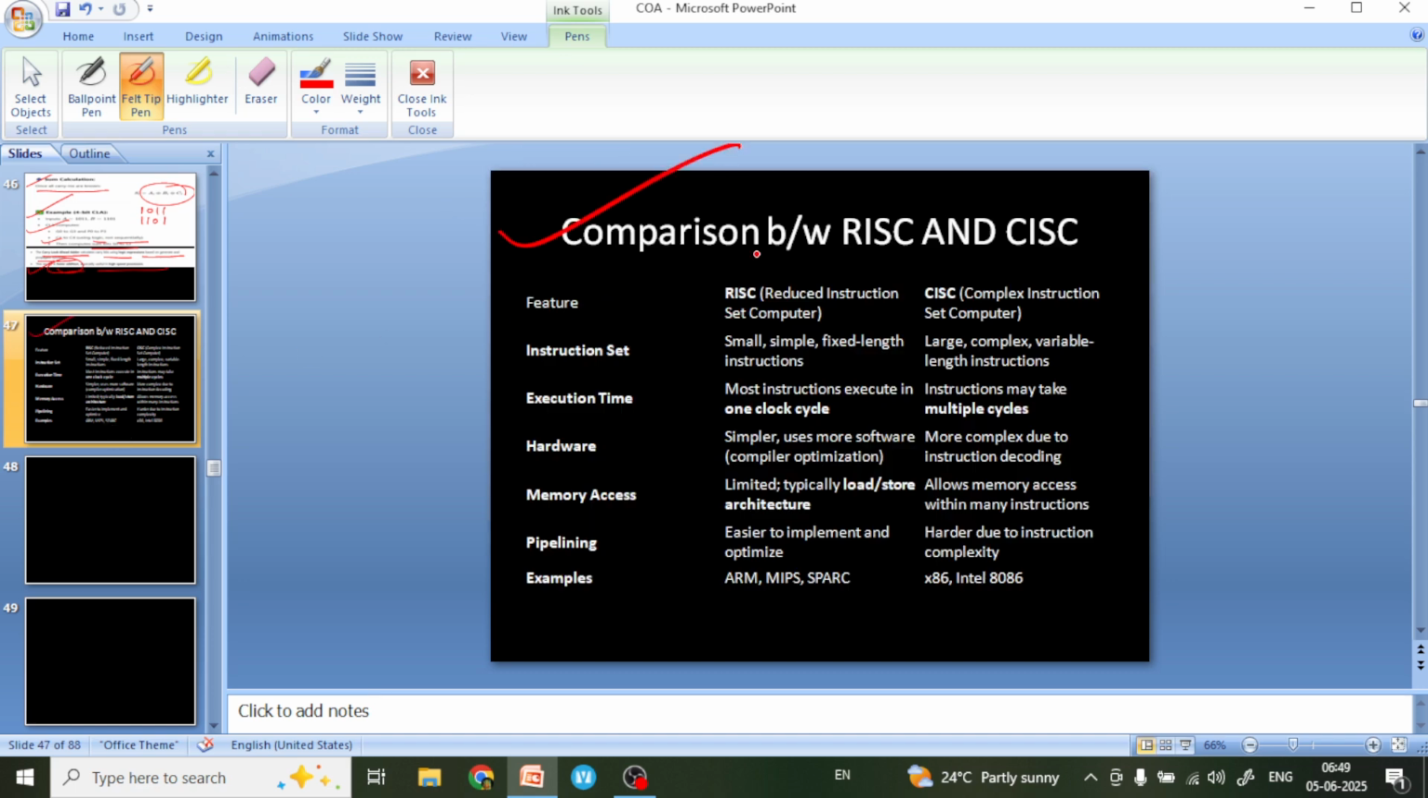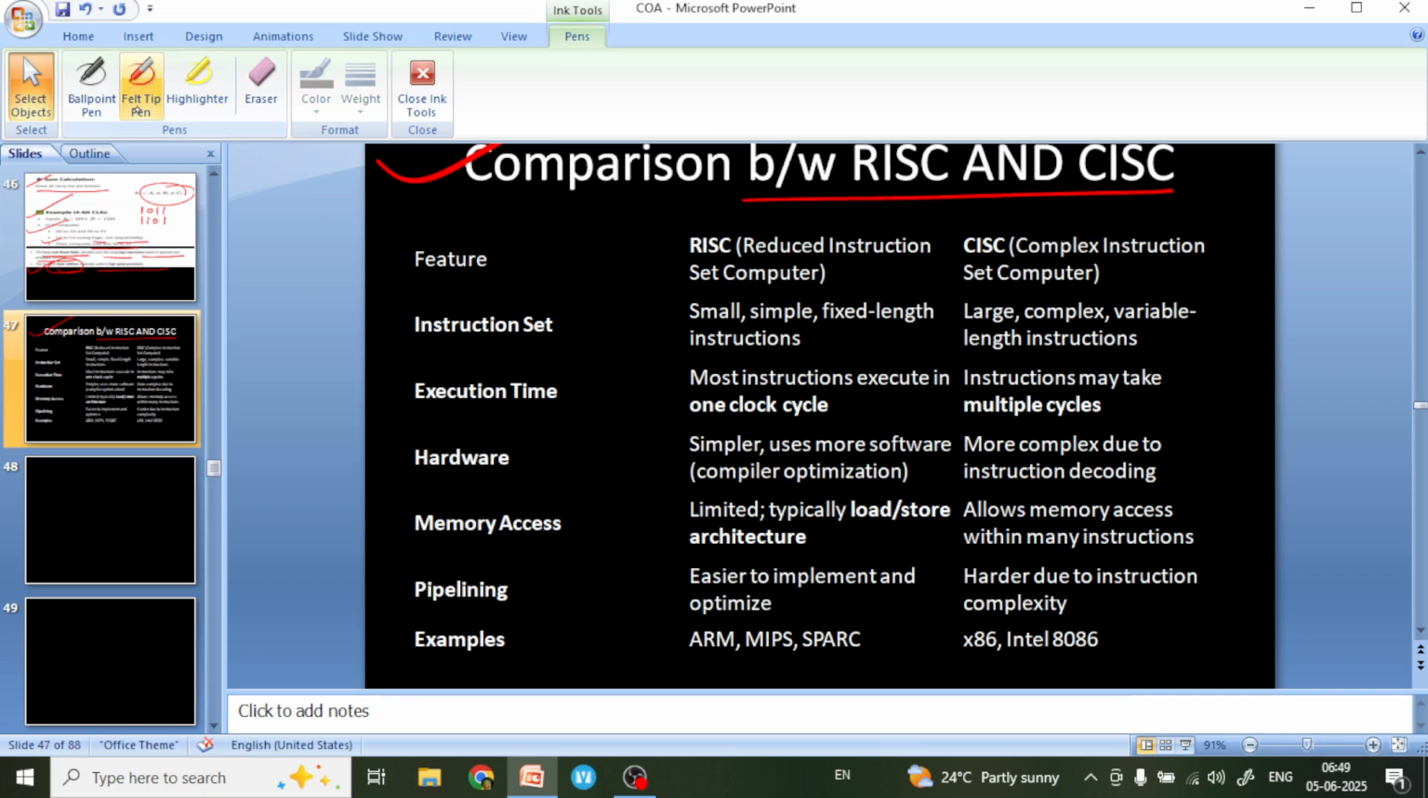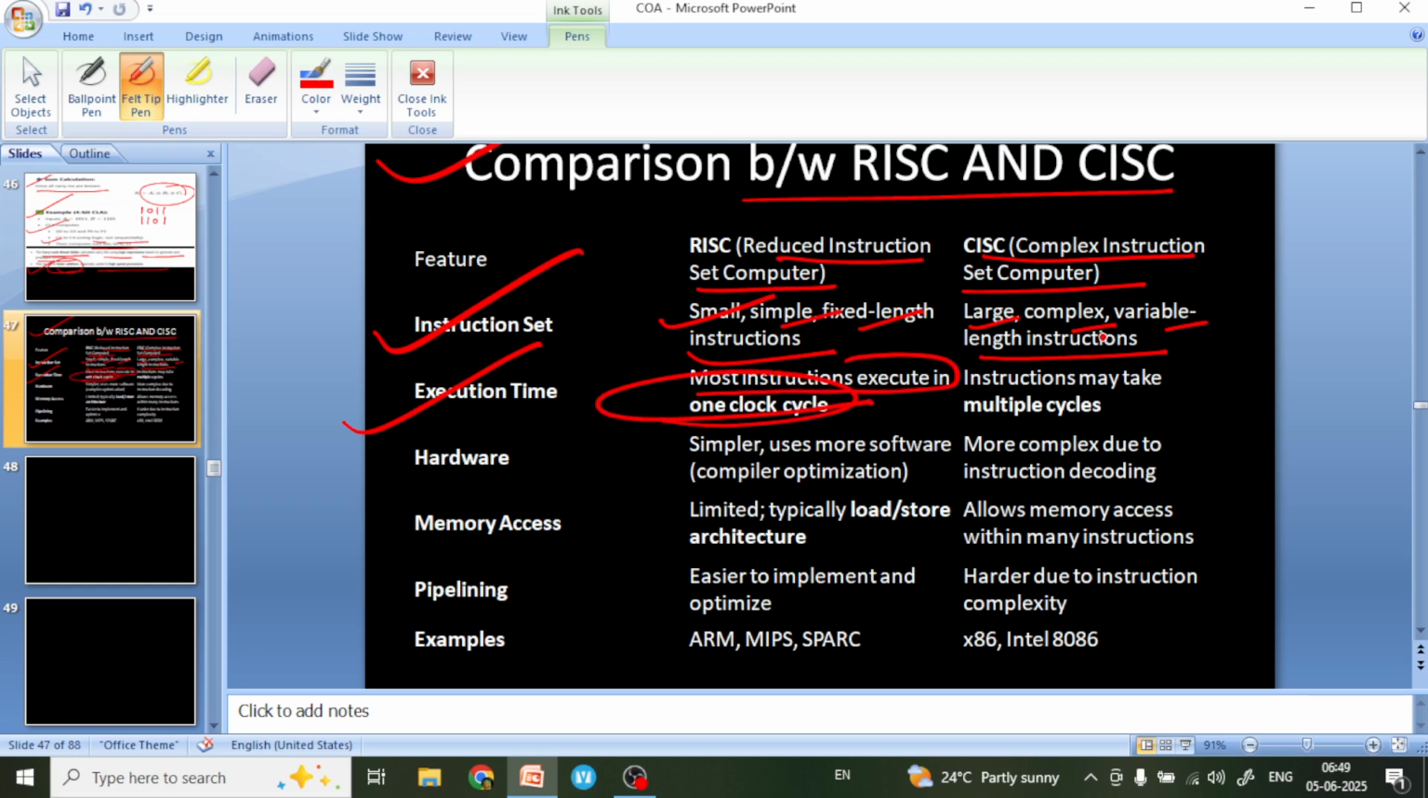And the last topic is a comparison between RISC and CISC. First is the instruction set. RISC is a reduced instruction set computer. It has small, simple, fixed length instructions. CISC is a complex instruction set computer. It has large, complex, variable length instructions. Execution time: in RISC, most instructions execute in one clock cycle, but in CISC, an instruction may take multiple cycles.